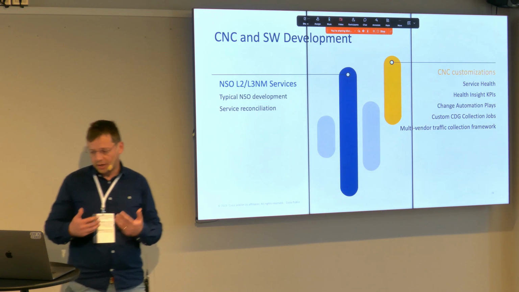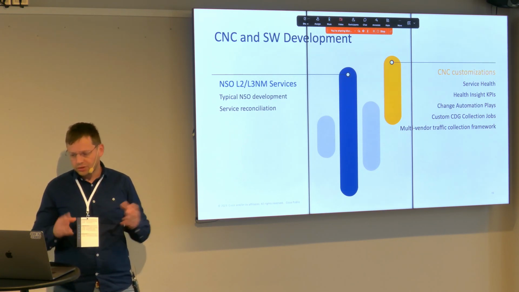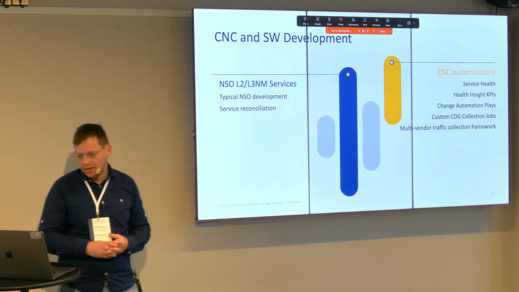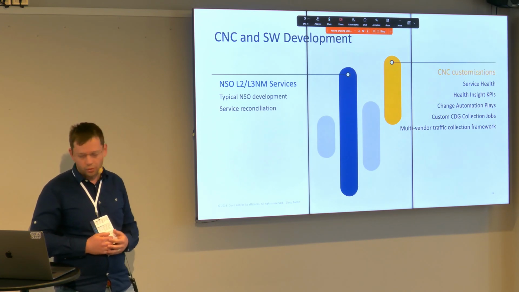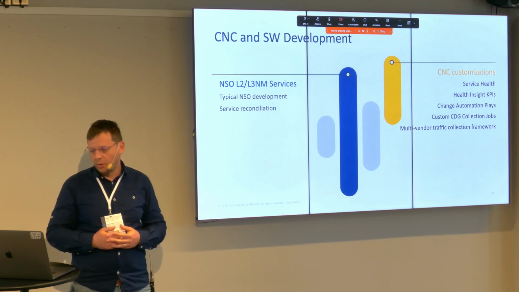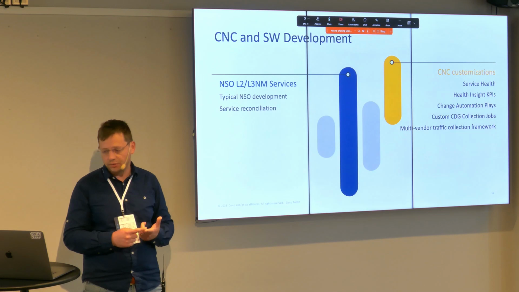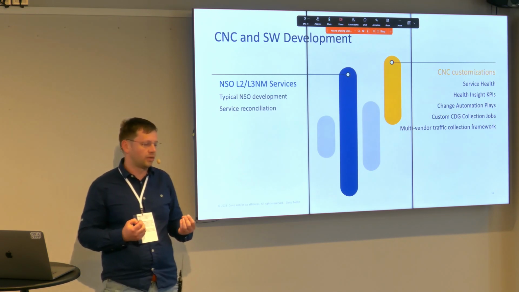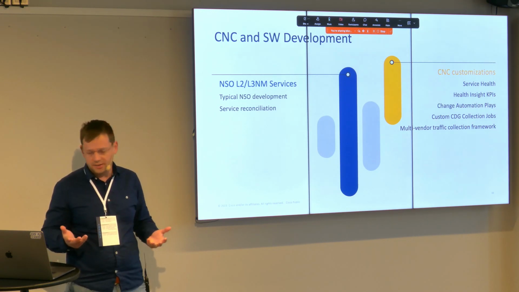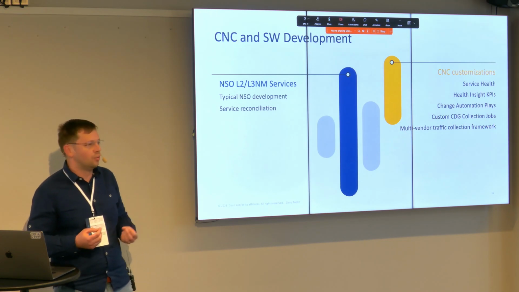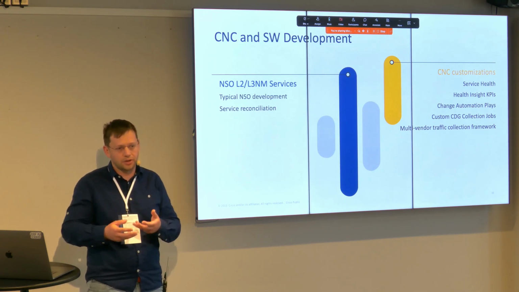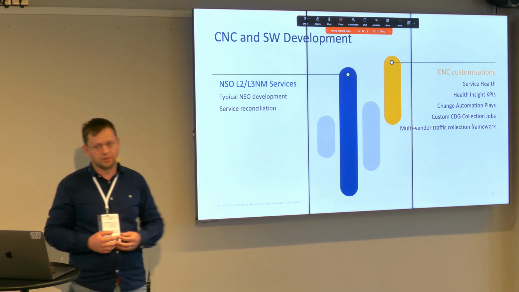Where CNC comes into play, there are certain customizations that have to be done on different use cases that are listed here. So service health, which has just been discussed this morning, requires heuristic package customization. We have the health insight KPIs or change automation, which require you to be familiar with a sensor path or with sensors that you define as KPIs. And if you use change automation, then you will enter again into the NSO space to define possible actions that are triggered as a result of that KPI generating an alarm, right?